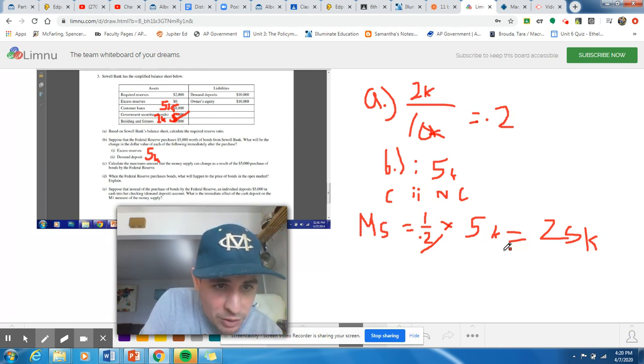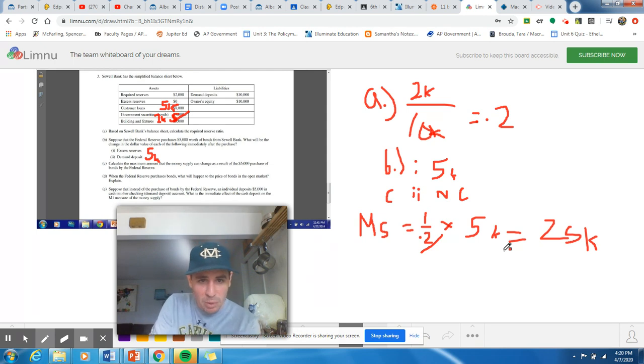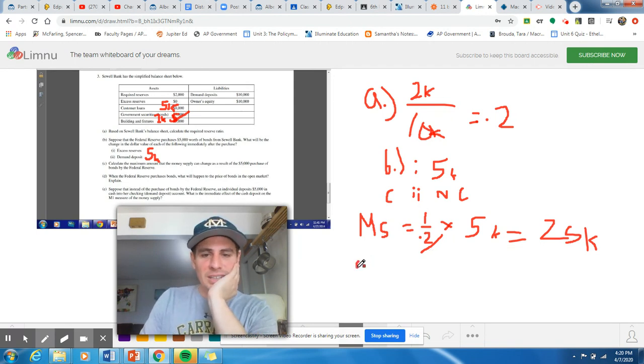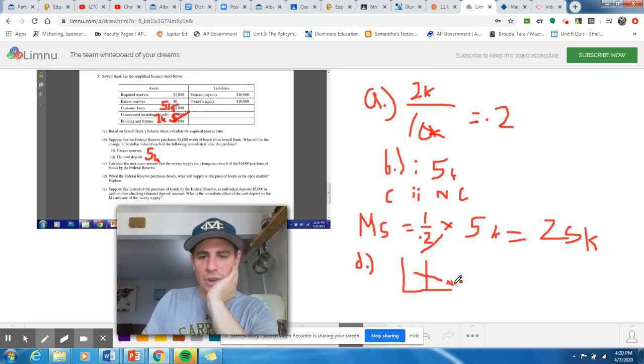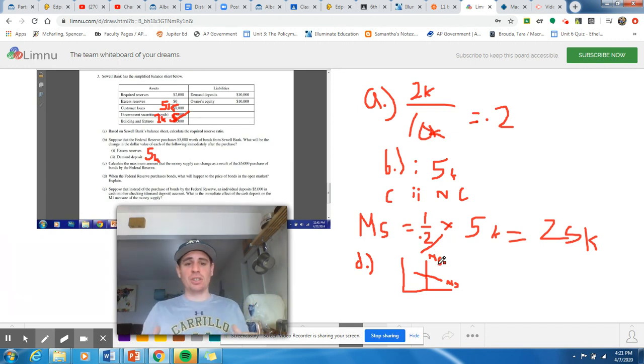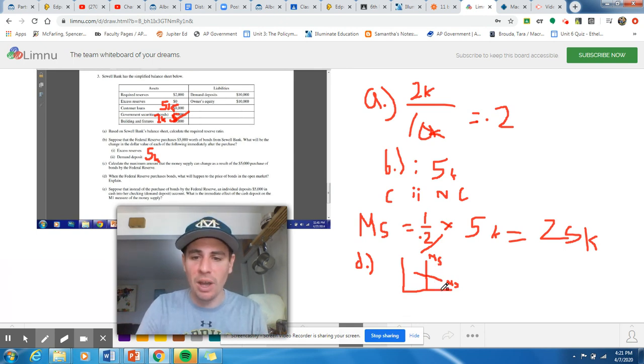D, explain when the Federal Reserve purchases bonds, what will happen to the price of bonds in the open market? Well, we should note that the price of bonds is inversely related to nominal interest rates. So in order to answer D, I need to know the money market graph. I'm just quickly drawing a money market graph. Here's my MD, my money demand curve. Here is my money supply. Notice it's vertical. Remember that acronym I want you to know: buy big. The Federal Reserve is buying bonds, in which case the money supply increases.